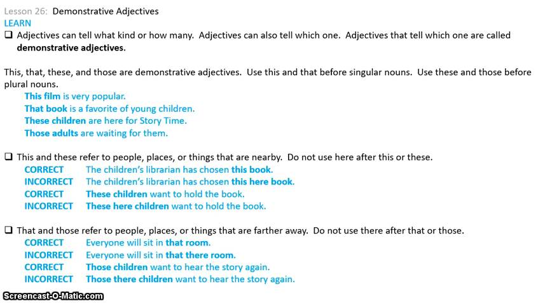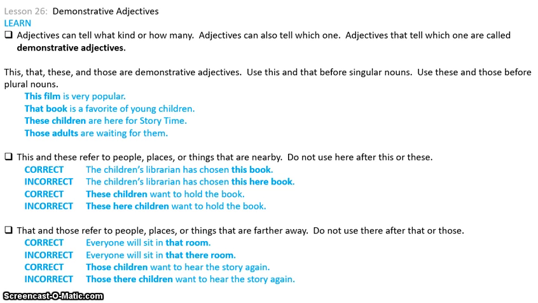Okay, correct. These children want to hold the book. Okay, incorrect. These here children want to hold the book. Okay, we're talking about these children, all right? That means I'm talking about children that are close to me. These children, they're close to me. If they were across the room or outside or something like that, then I would say those children. All right. So location does matter when you're using this.